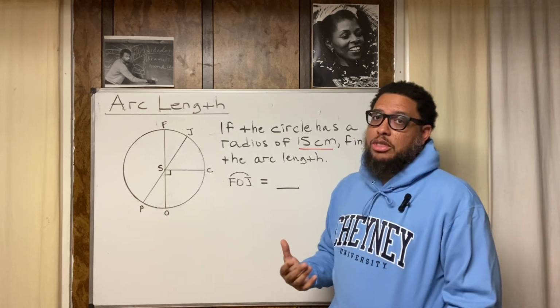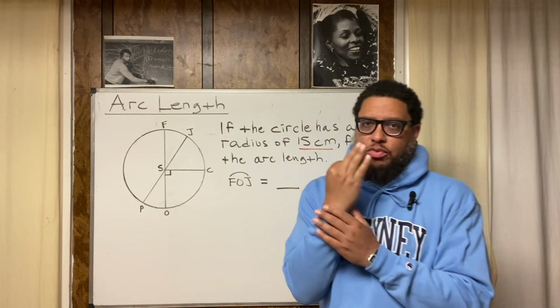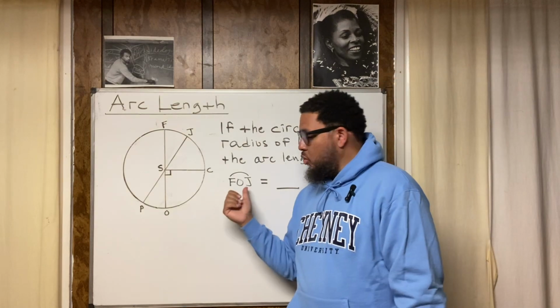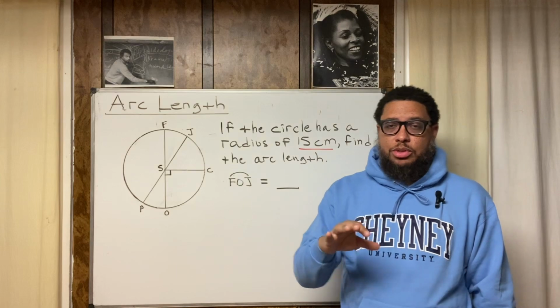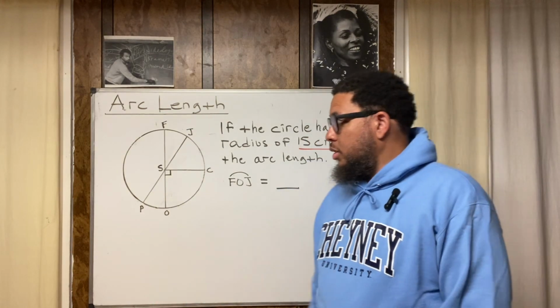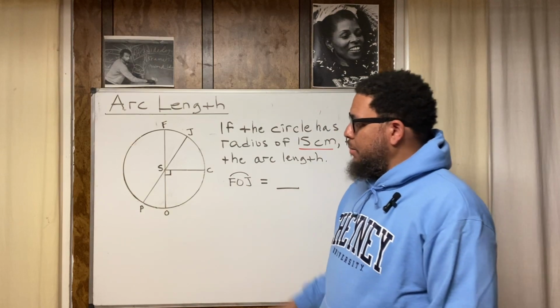Major arc. How do I know it's a major arc when it's written? Because it's got 3 letters. Major arcs have 3 letters in their name. FOJ, that's 3 letters. So put that in your notes. When you see 3 letters, you know it's a major arc. You know it's going to be more than 180, right? You know that, right?